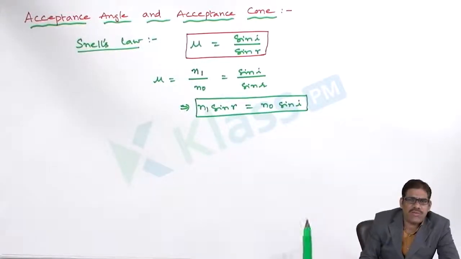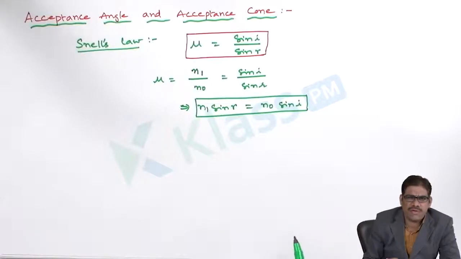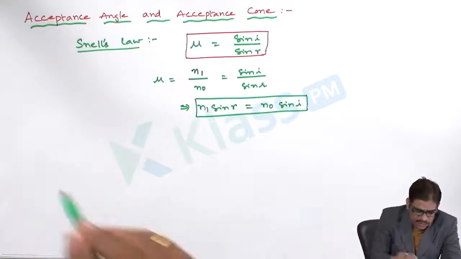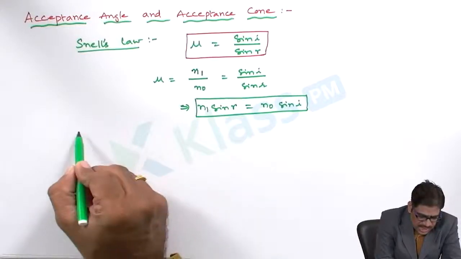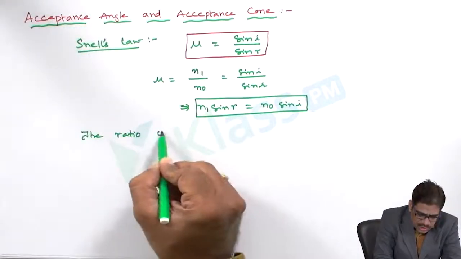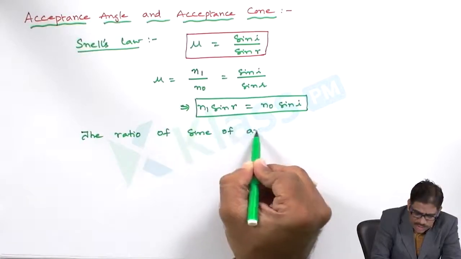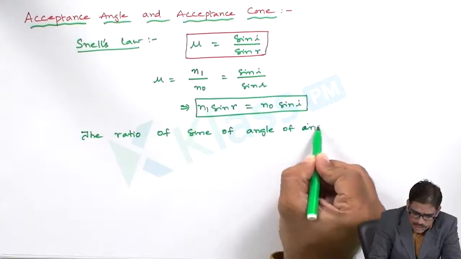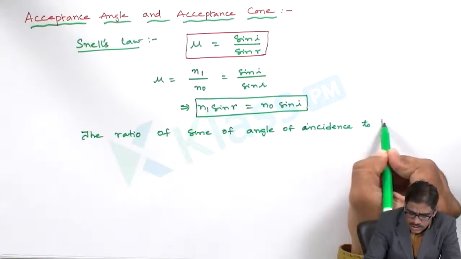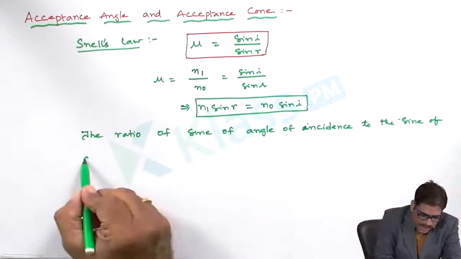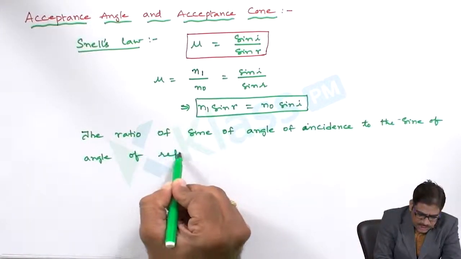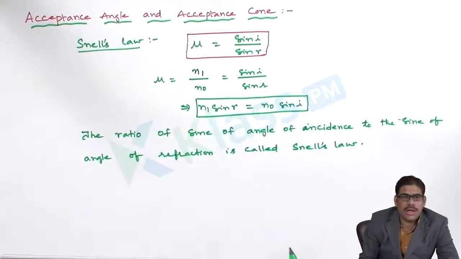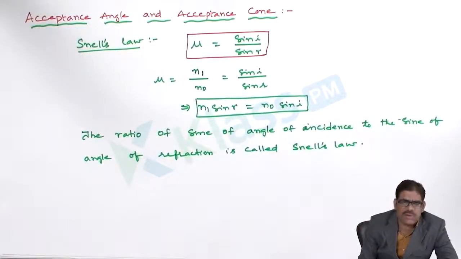When a light ray moves from one medium to the other medium, it is defined as the ratio of the sine of angle of incidence to the sine of angle of refraction. So we write this as Snell's law. The ratio of the sine of angle of incidence to the sine of angle of refraction is called Snell's law. So this is how we get our job done based on this. Next, coming back again to the acceptance angle and acceptance cone.